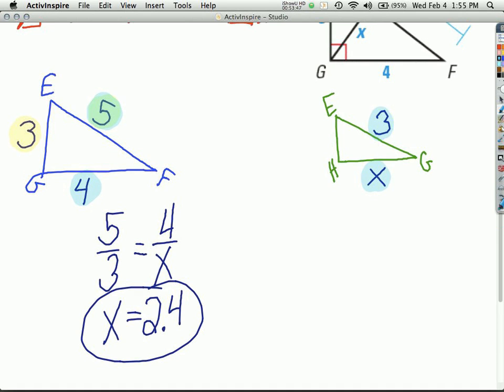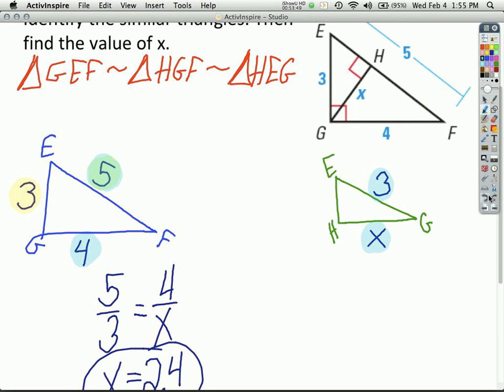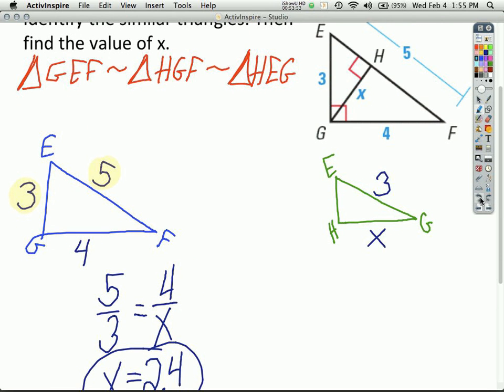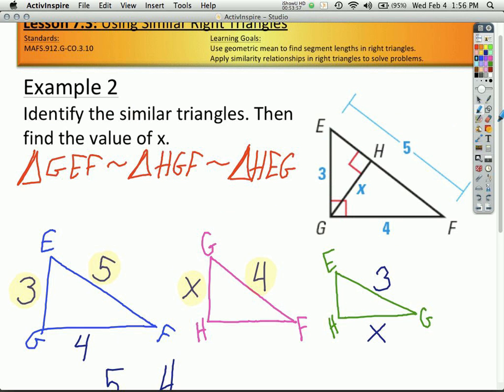Does anyone have any questions on how we approach this? Any thoughts? Any observations?